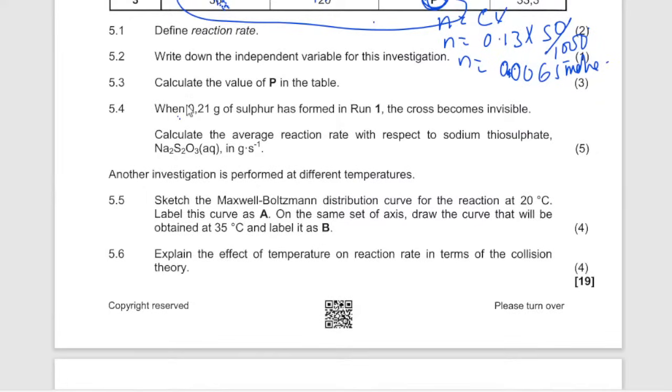5.4. They're saying that when 0.2 grams of sulfur has formed in run 1, the cross becomes invisible, meaning that's the end point. Calculate the average rate with respect to sodium sulfate. So what am I going to look at here?